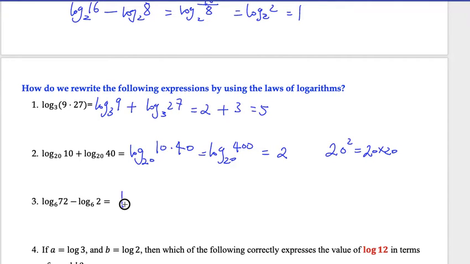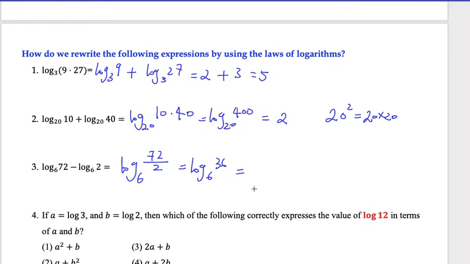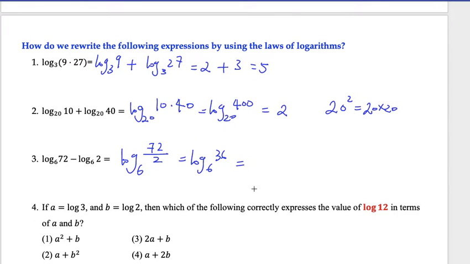And this one is log base 6, and we subtract the exponents. So we know we are going to use the quotient property, which is 72 divided by 2. We combine these two by putting the powers together, so this becomes 72 divided by 2. Half of 72 is going to be 36. Now the question is very straightforward: 6 to what power is 36? Which is 2. 6 to the second power is 36.